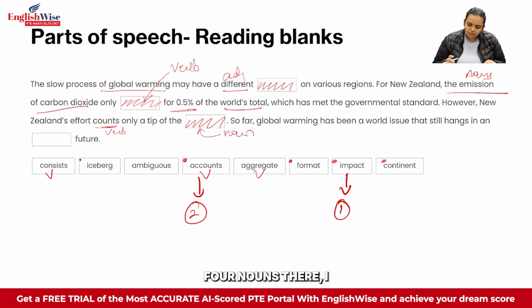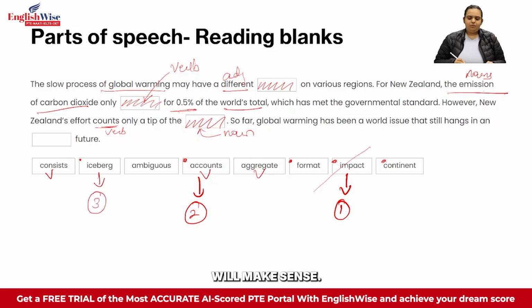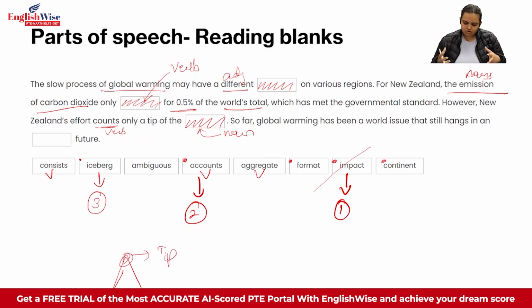Alright, so out of the 4 nouns there, I have already used impact, so I won't be putting that again. Again, tip of a continent doesn't make sense. Tip means that it has to be like a cone shape, something that we could talk about the peak of. So over here, tip of the iceberg is the only thing that will make sense, because if the iceberg is in a conical shape, then we can talk about its tip over here. Like that. So that's like a visual representation.